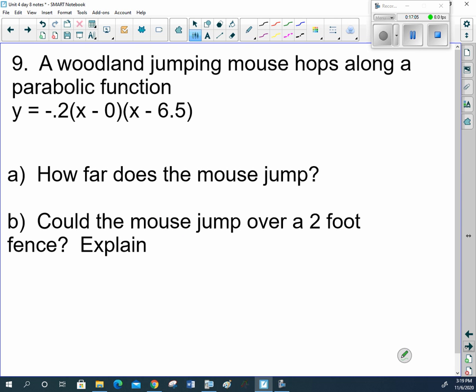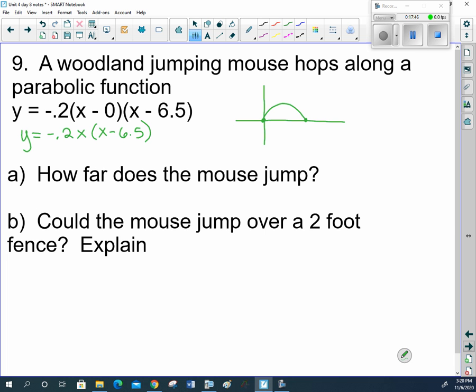Okay, this one right here is going to be an application problem. This one says a woodland jumping mouse hops along a parabolic function, and I've created the function there. Now this says x minus 0, so that's going to let you know that you have an x-intercept at 0. Typically you won't see it say x subtract 0. It would say -0.2x and then (x minus 6.5). So that x minus 0 is kind of a little hint to let you know that one of the x-intercepts is 0. So here's your little woodland jumping mouse right here, and then he jumps.